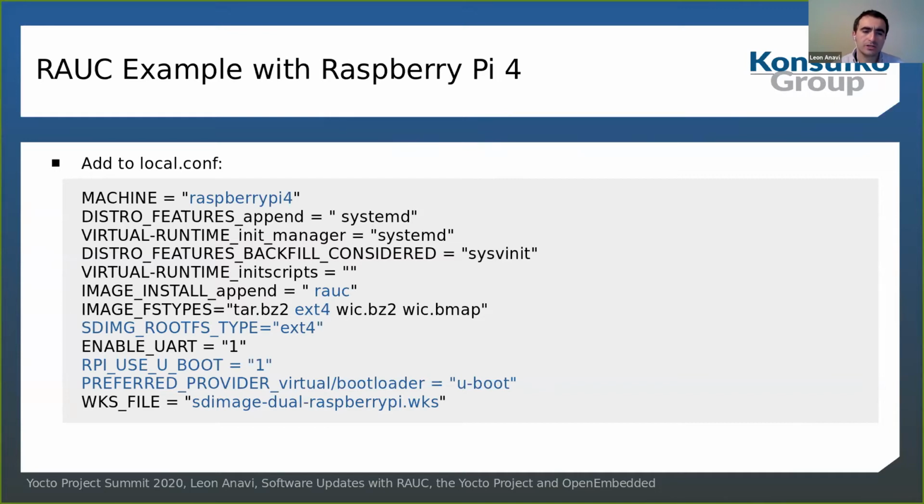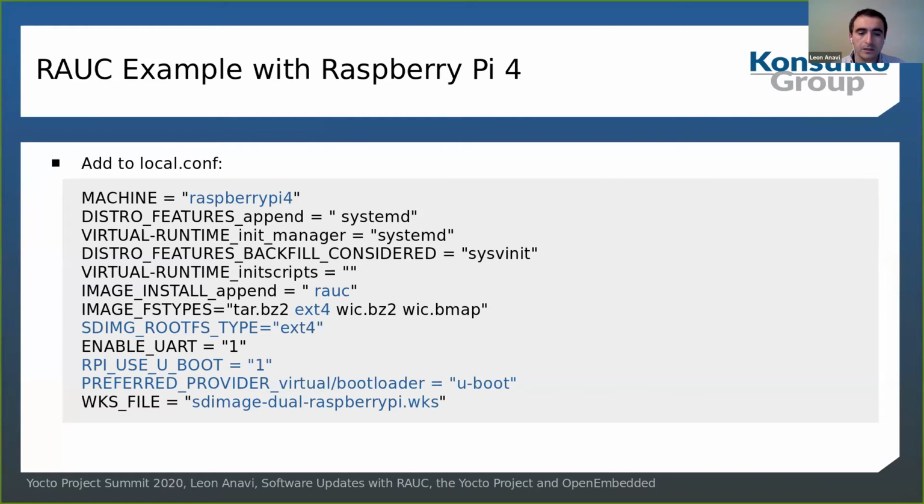Also for the Raspberry Pi, just for convenience, I'm enabling serial communication over UART. ENABLE_UART is a specific configuration coming from meta-raspberrypi. So is RPI_USE_U_BOOT. We're switching to U-Boot. This is the bootloader that we will be using. Rauc is very dependent on the bootloader, so this is an important configuration.